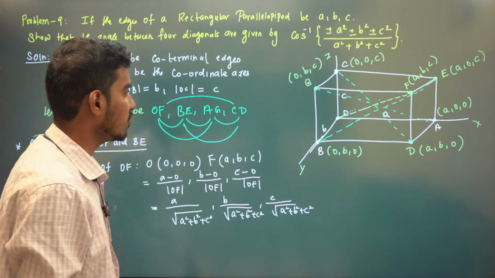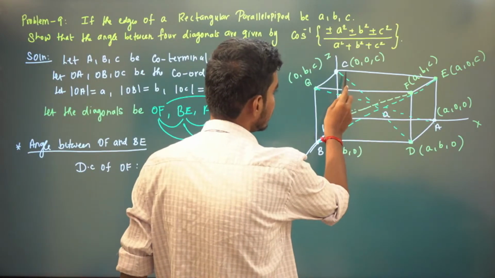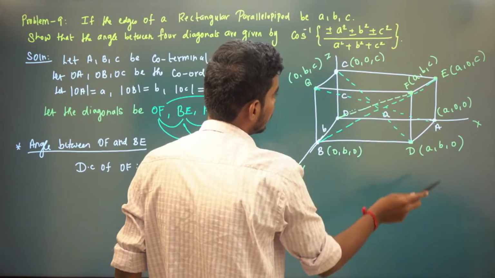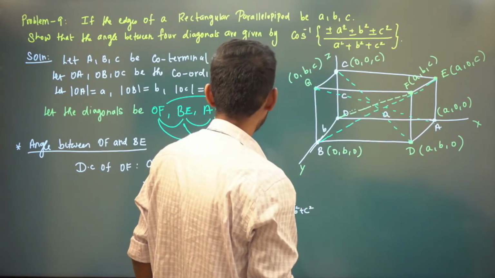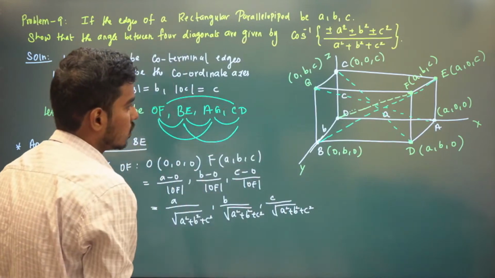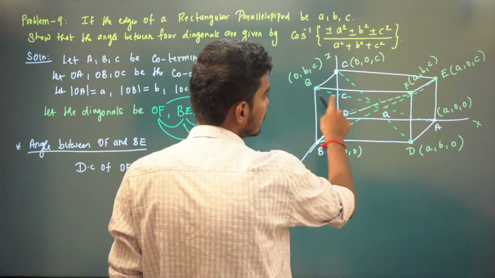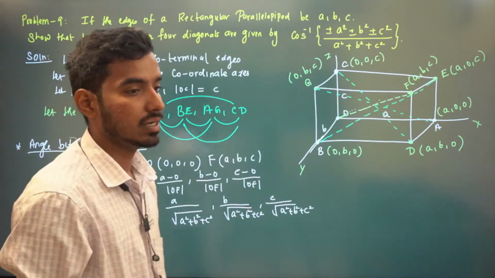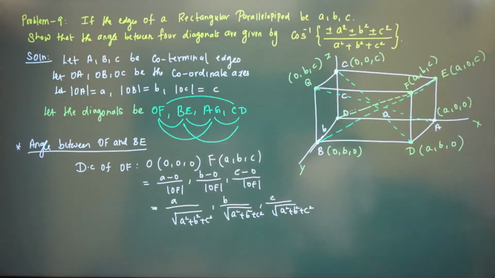Now find the direction cosine of AG. So A is this, G is this. So 0 minus A, so minus A divided by root of A square plus B square plus C square, and so on, right? Similarly, find the direction cosine of this line joining two points. You can get the answer, right? I think you can do this, right? Very easy problem.